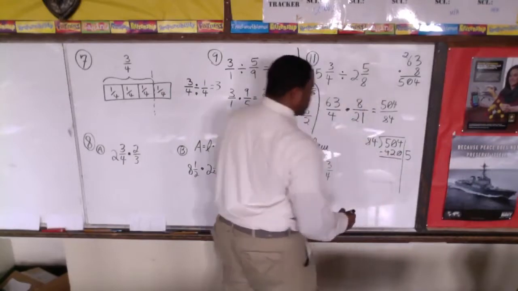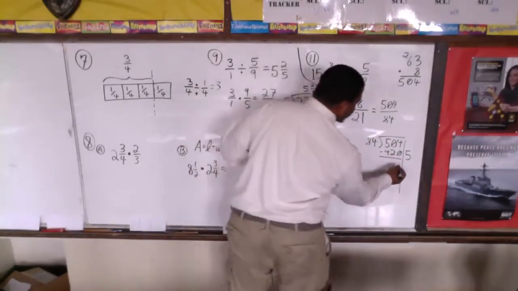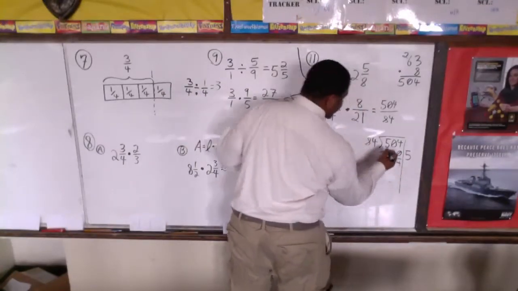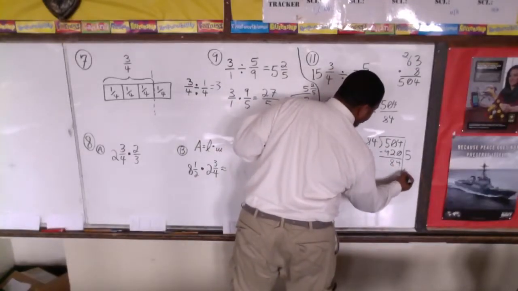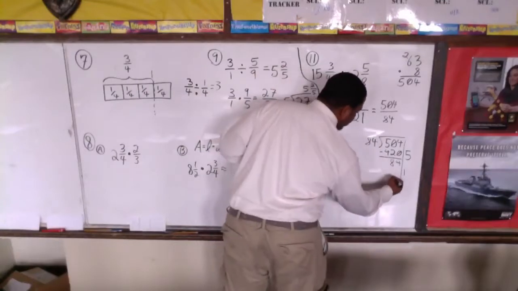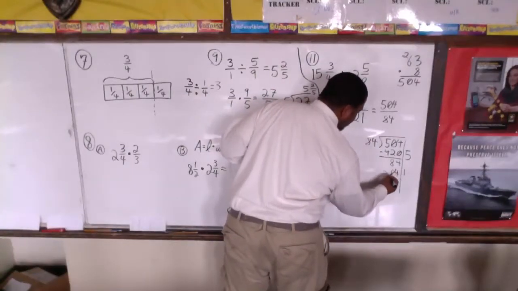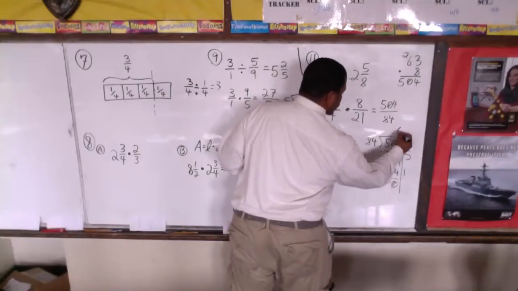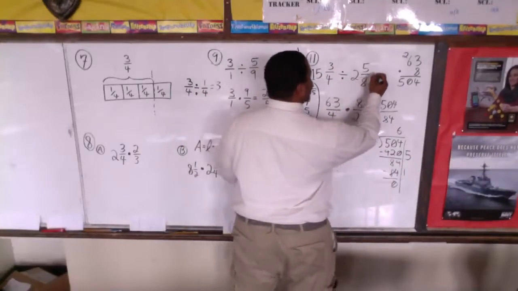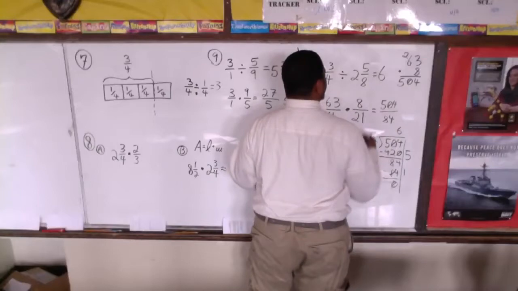So 504 minus 420. 4 minus 0 gives me 4. And then I got 10 minus 2 gives me 8. Oh, that's easy. One more 84. Subtract 84. My remainder is going to be 0. 5 plus 1 gives me a quotient of 6. So the answer for this is very simply 6.